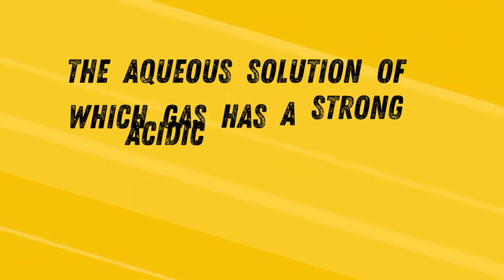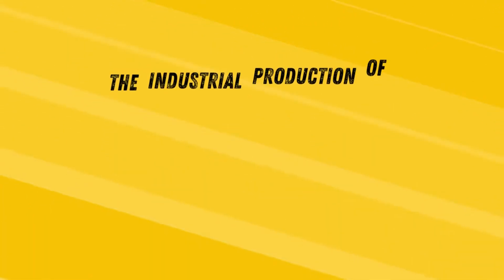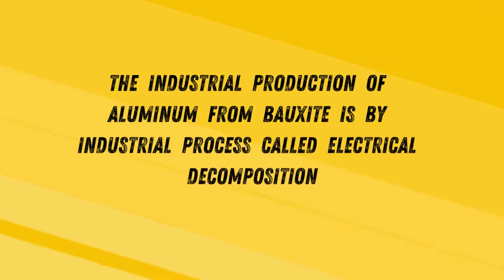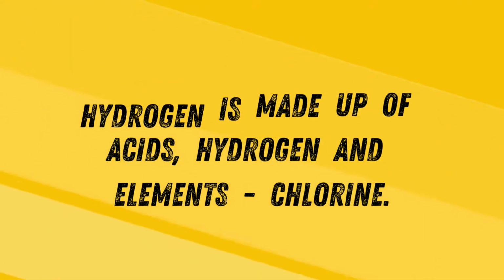The aqueous solution of which gas has a strong acidic property? The answer is sulfur dioxide. The industrial production of aluminum from bauxite is by an industrial process called electrolysis. Hydrogen chloride is made up of the elements hydrogen and chlorine.